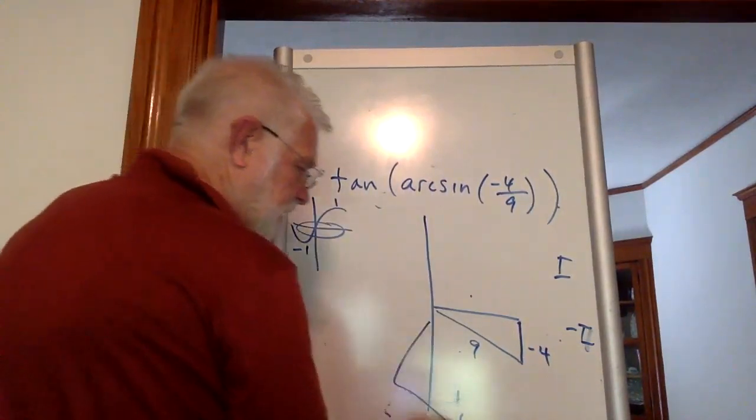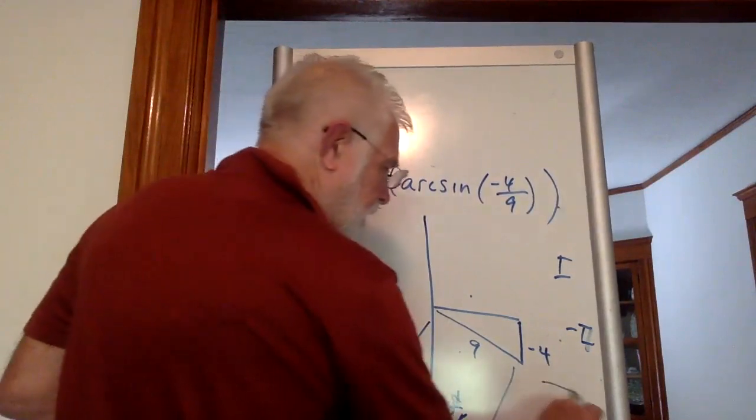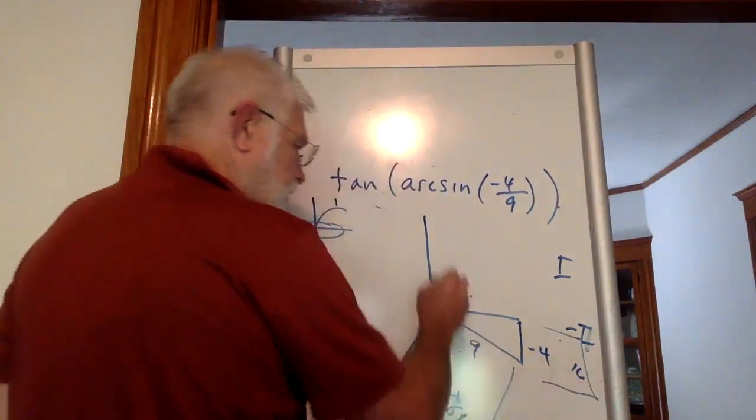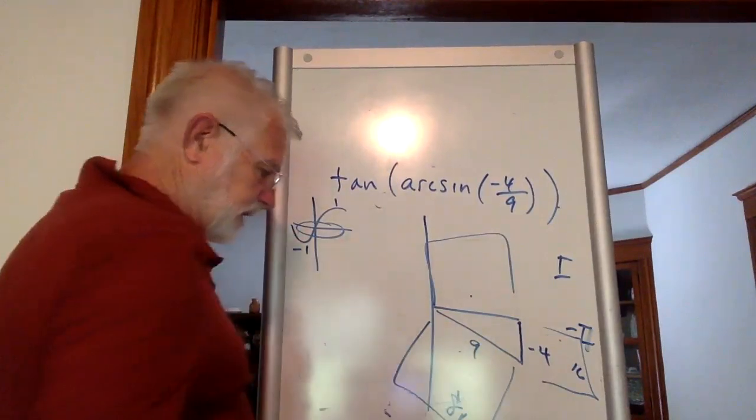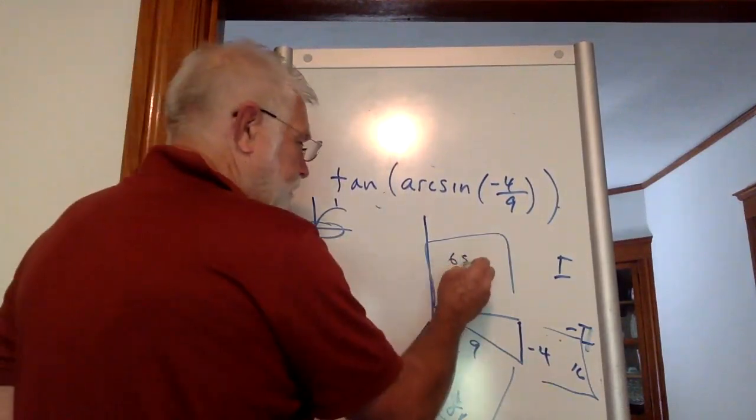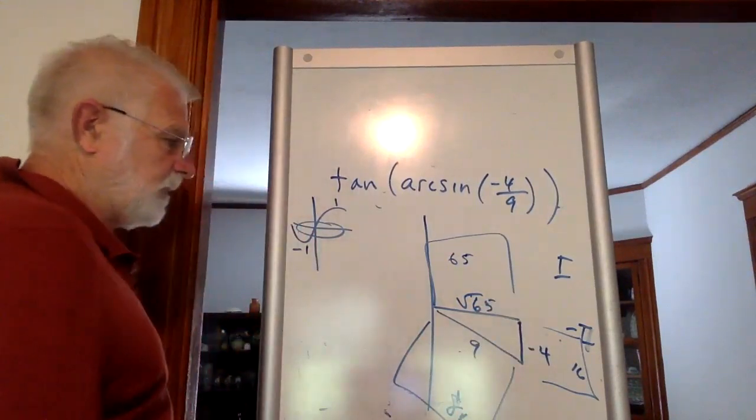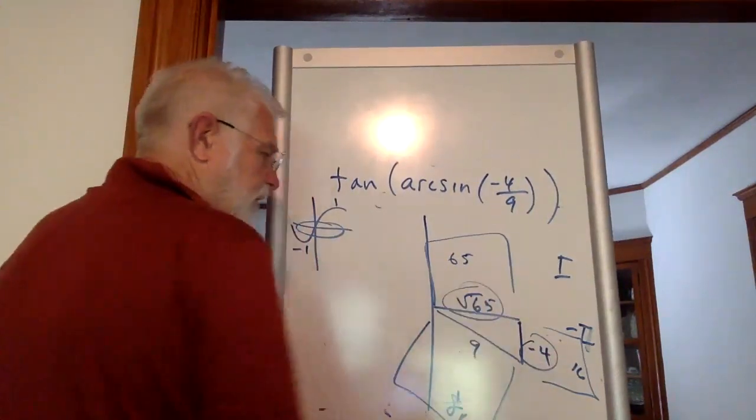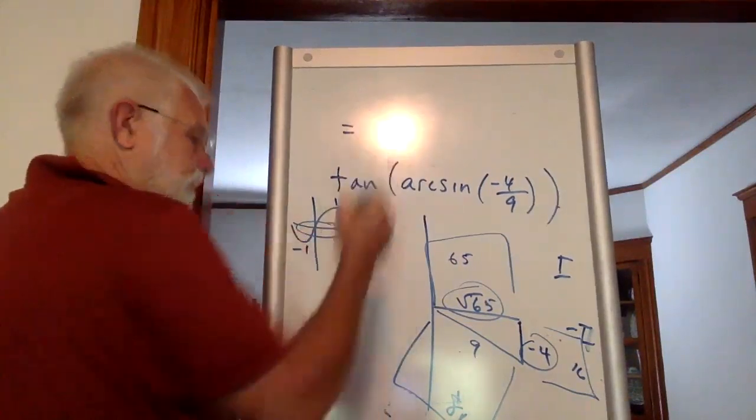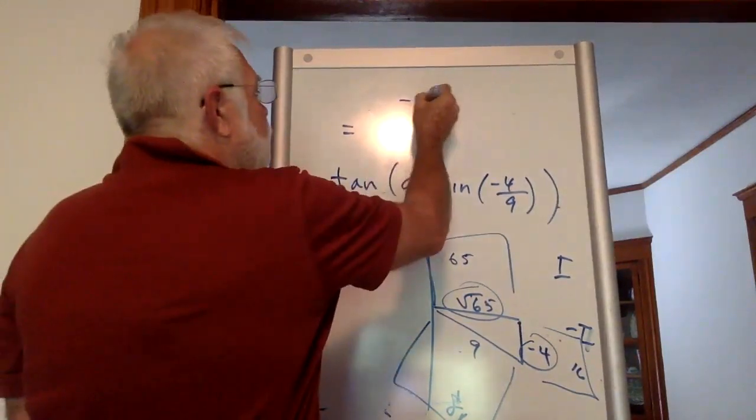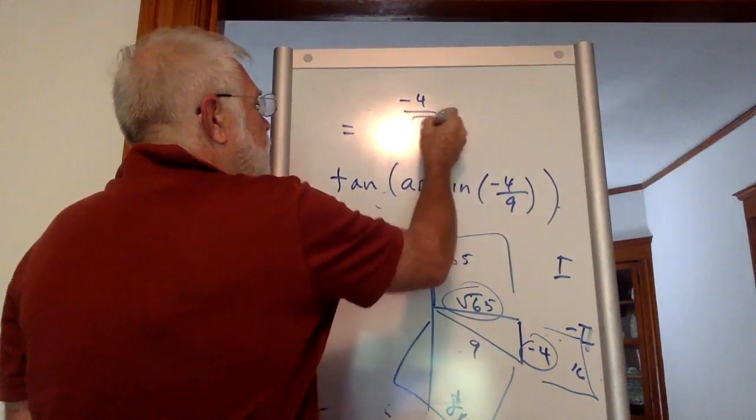So we got ourselves 81. We got ourselves 16. We got ourselves 81 minus 16, 65. So that's the square root of 65. Okay, and tangent is opposite over adjacent. So this answer is equal to -4 over the square root of 65.